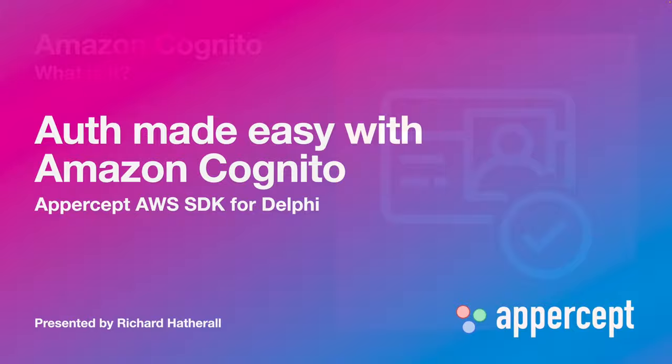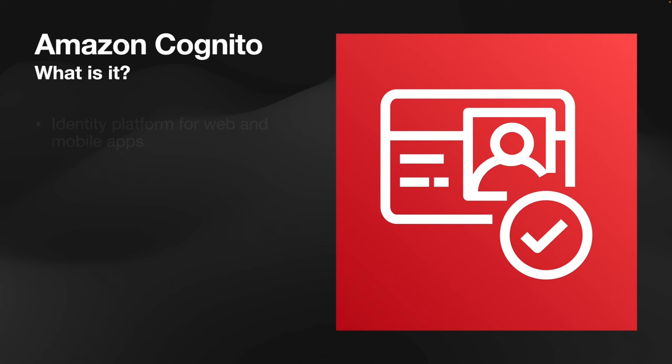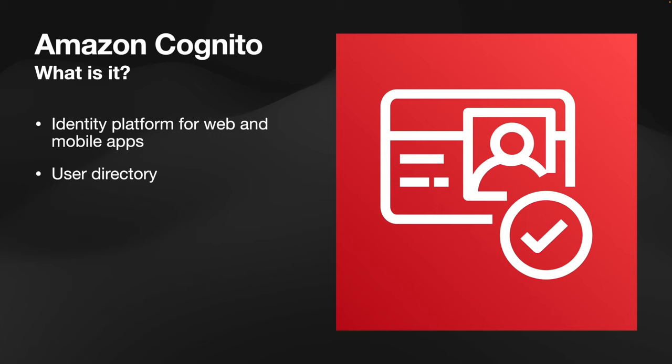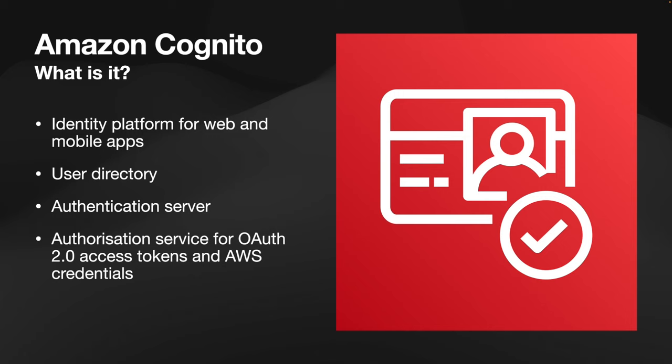So let's jump straight into Amazon Cognito and what is it? It's an identity platform for web and mobile apps. It's a user directory. It's an authentication server. It's an authorization service for OAuth 2 access tokens and AWS credentials.